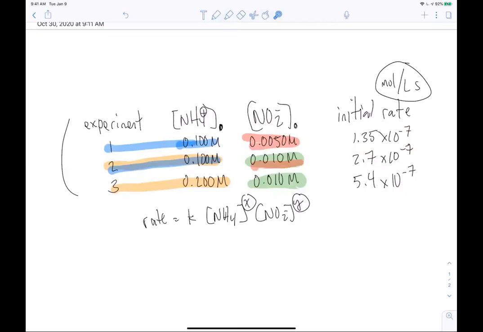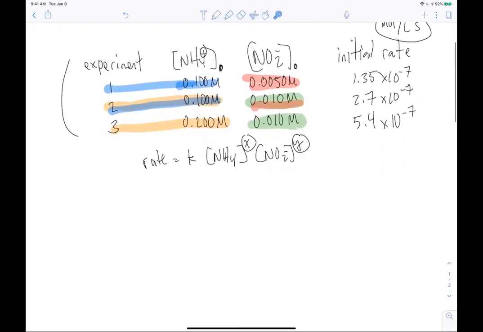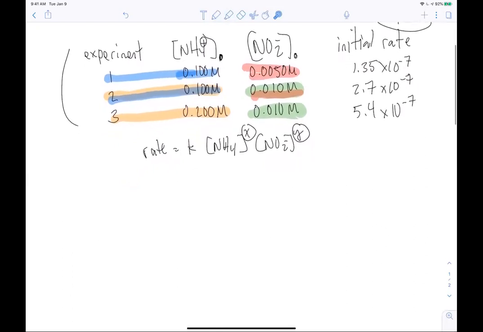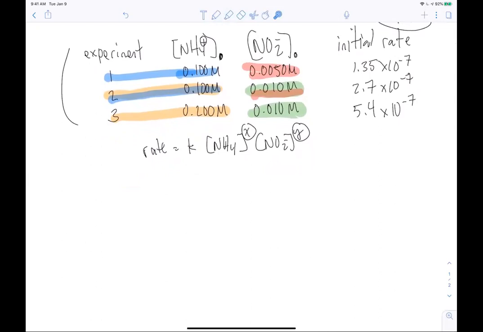And if we look at the other one, I'm trying to think how you can set this up mathematically, but if we look at the other one, we see that when we double the concentration of ammonium, we more or less double our rate. And so when the change in concentration and the change in rate are proportional like that, where halving one halves the rate, then the exponent is just equal to one.